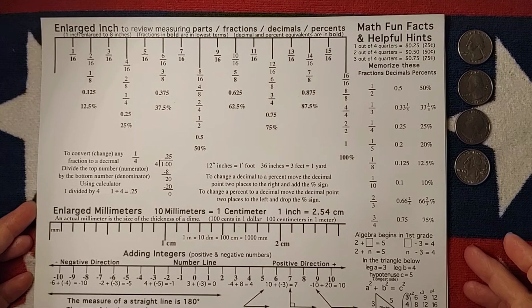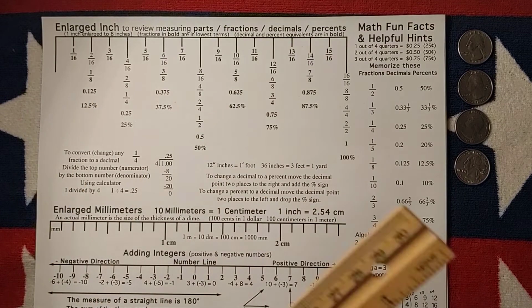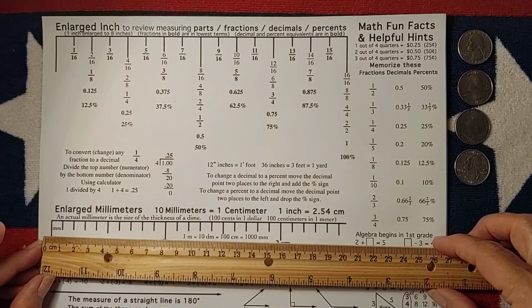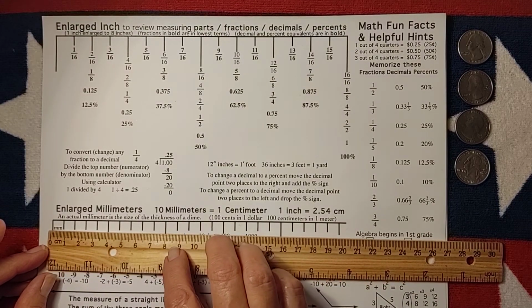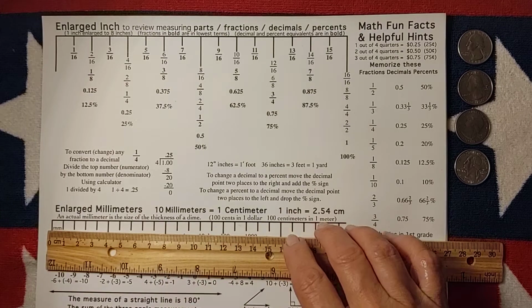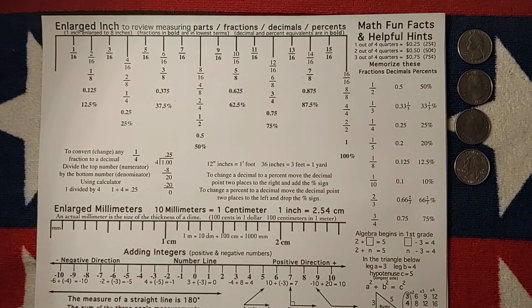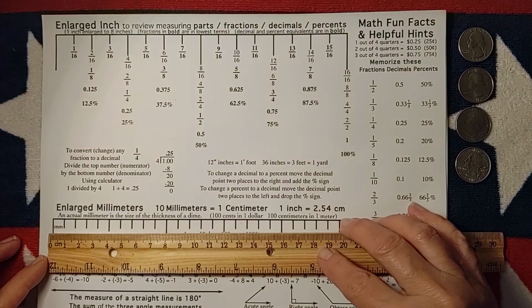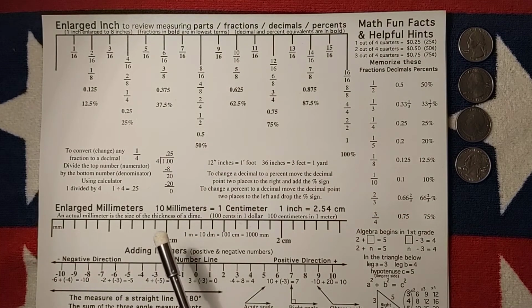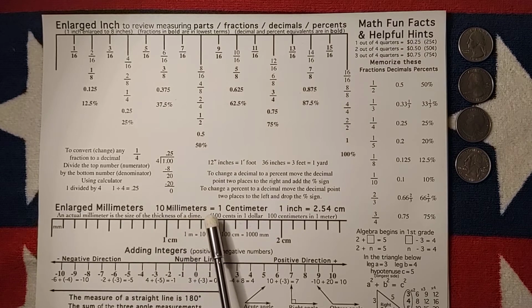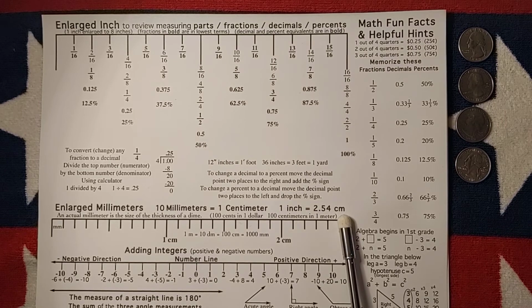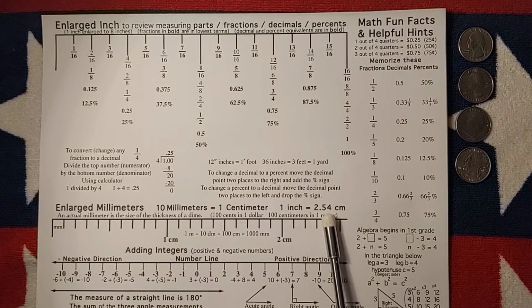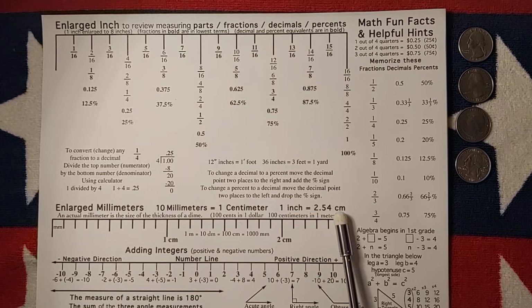All right, showing an enlarged millimeter. So I've again enlarged a millimeter or a centimeter 8 times so that we can see parts of the meter. 10 millimeters is equal to 1 centimeter. 1 inch is equal to 2.54 centimeters. You would use that if you were converting centimeters to inches or inches to centimeters.